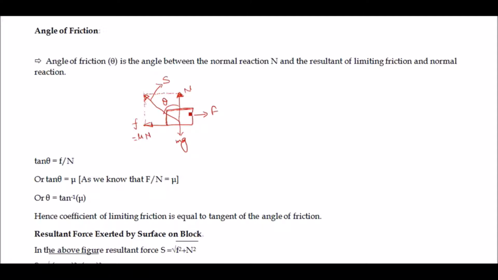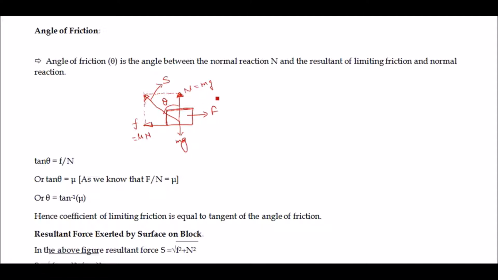Here, if m is the mass of body, then mg will act in downward direction. Normal reaction N equal to mg will act in upward direction. A force of friction will act in the backward direction given by mu N, while the external force F will act in the forward direction.